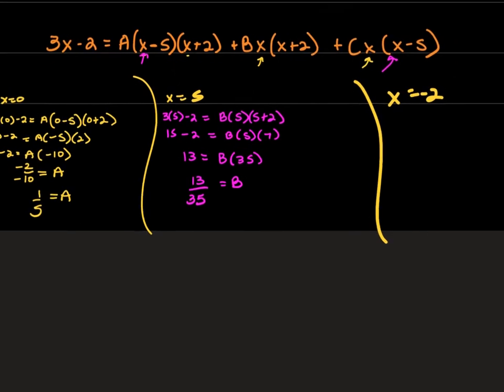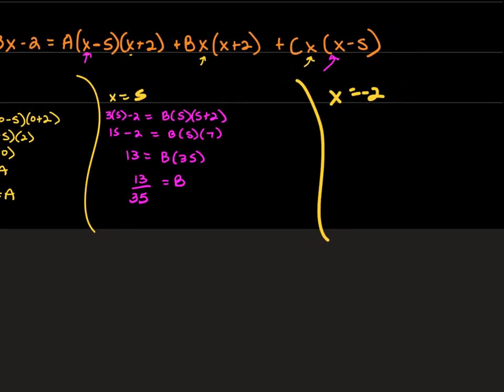Then I go to -2, the last one. 3 times -2 minus 2 equals, -2 is going to cancel with the A. It's going to cancel with the B, but it's going to be okay on the C.